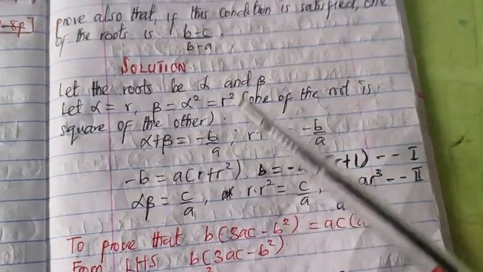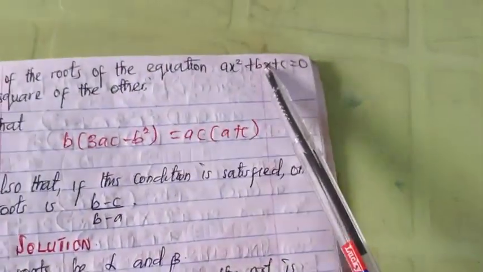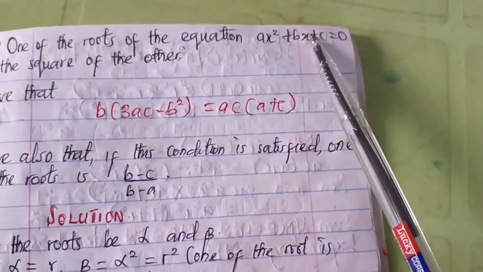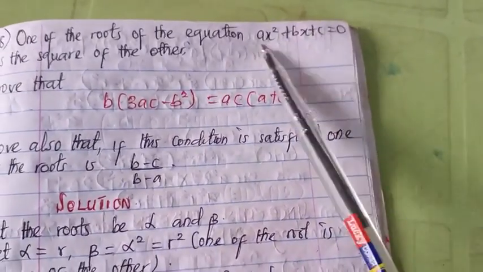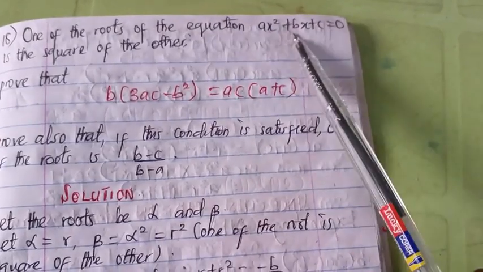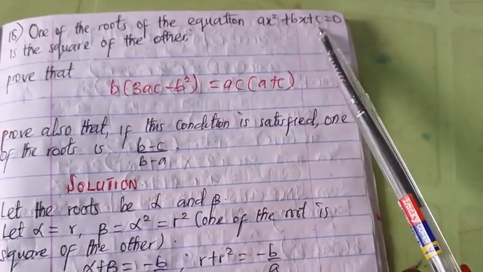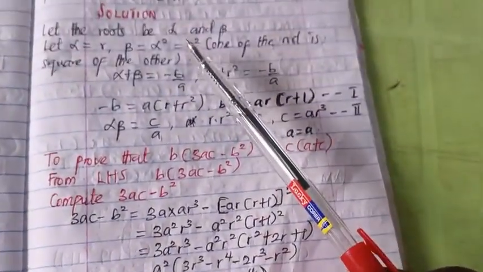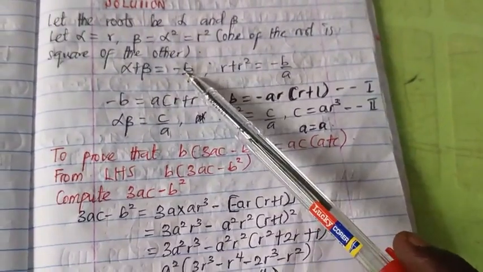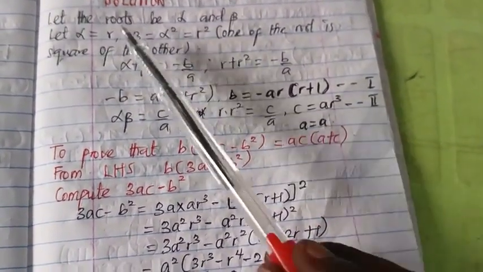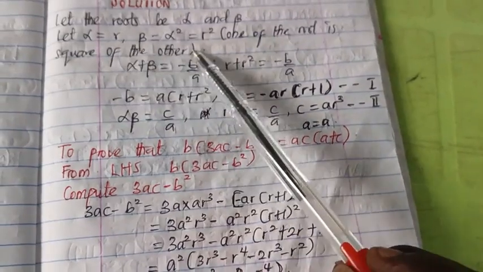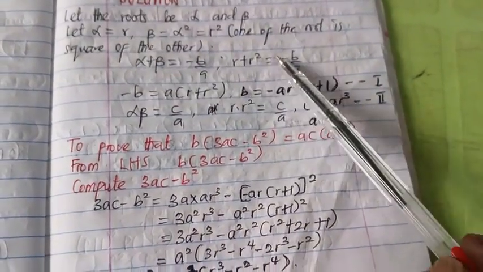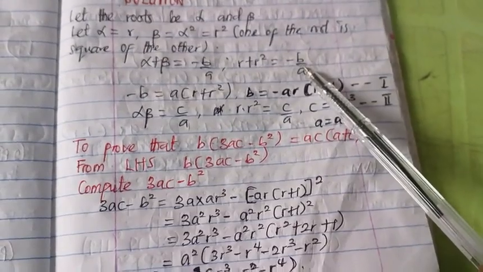Now, what is alpha plus beta from the standard quadratic equation ax squared plus bx plus c equals 0? Alpha plus beta is going to be minus b over a. Alpha beta is going to be c over a. That's what we wrote here. Alpha plus beta is minus b over a, and don't forget, alpha is r, beta is r squared. That will be r plus r squared equals minus b over a.